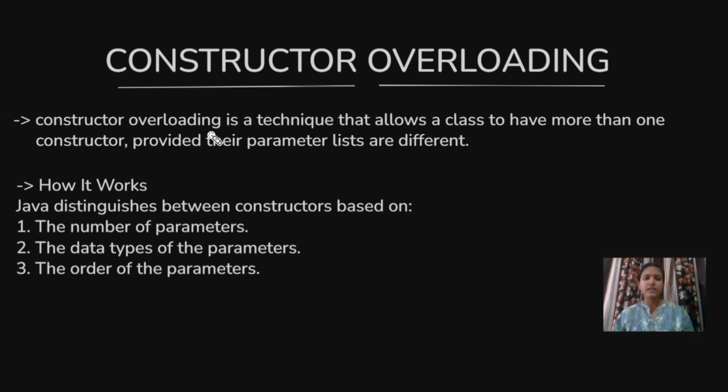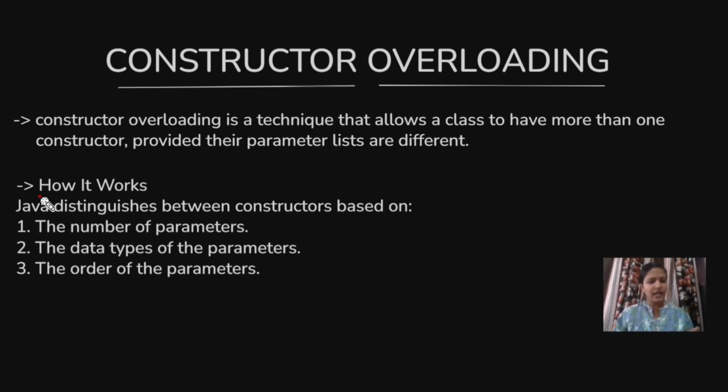If we take one class, which is Car, and in the class Car we create constructors, the first is without any parameters and the second is with parameters. When the object is created and no parameters are passed, the constructor without parameters is called, and if we pass some parameters, the parameterized constructor is called. We will understand this with an example.